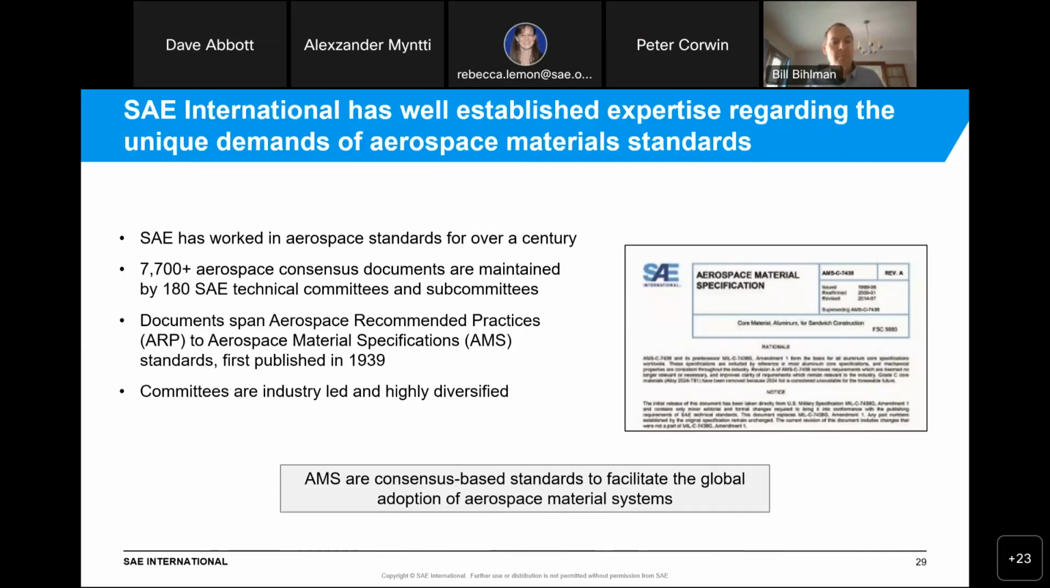products here. So basically, the interesting thing about the committee, and this is true regardless of materials, is that they're industry led or actuated by SAE, but SAE doesn't really do the authoring of these documents, and they're highly diversified. Basically, if you look at the bumper towards the bottom, consensus-based standards really help facilitate the adoption of aerospace materials and drive costs down; increase or maintain quality is the ultimate objective. Next slide, please.